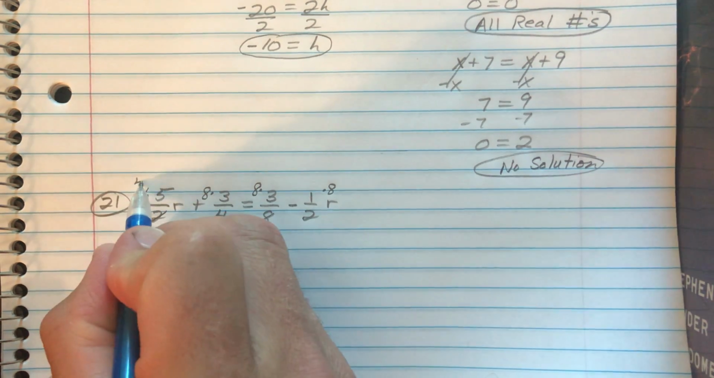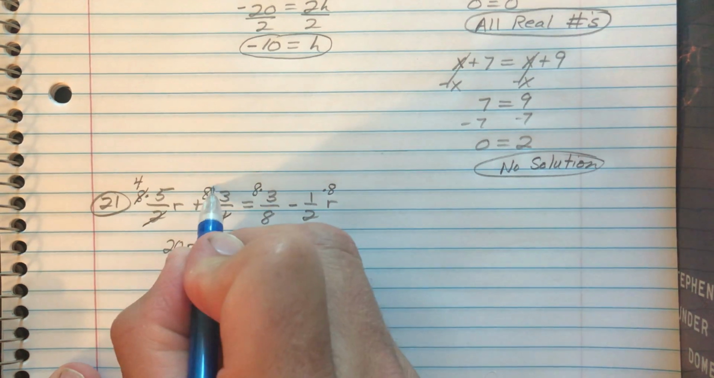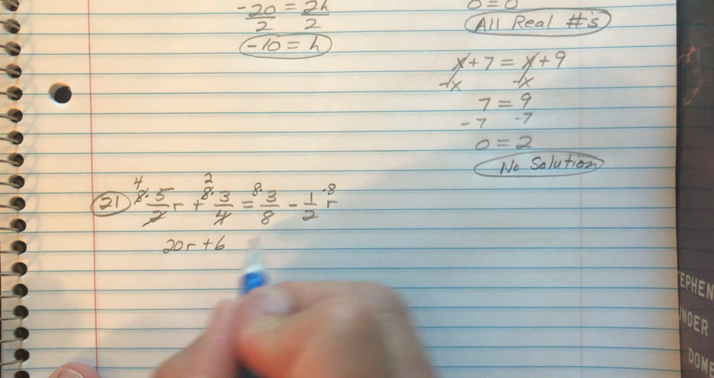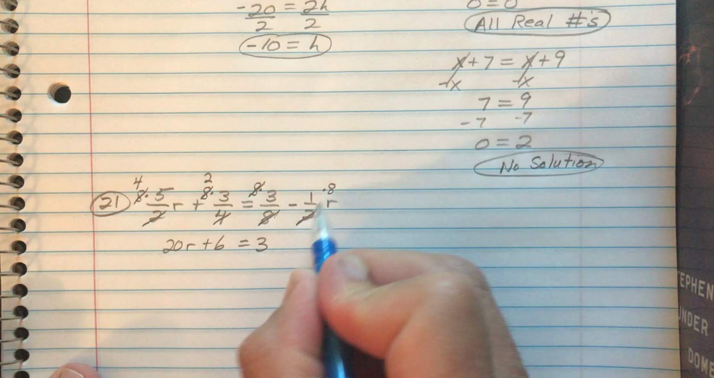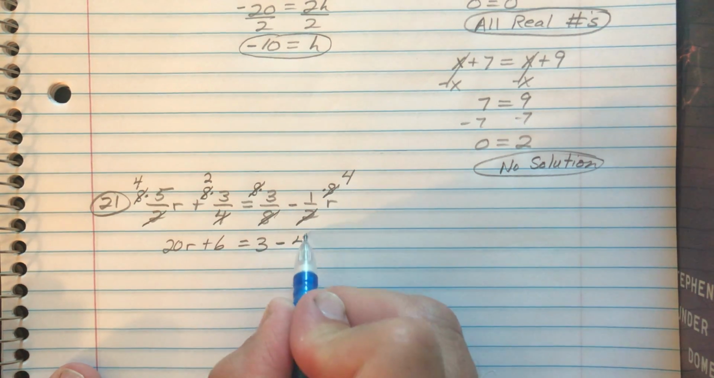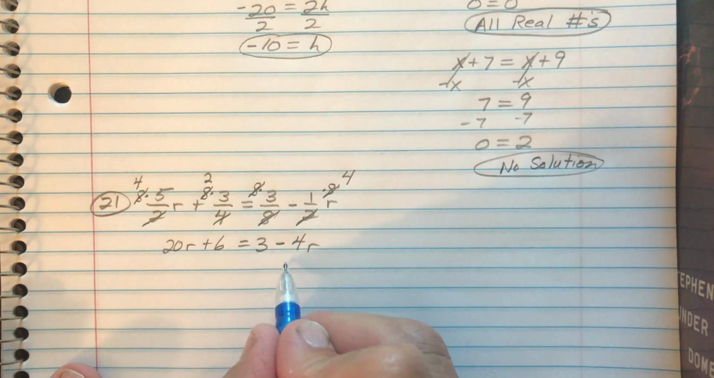2 and 8 reduced to a 4. 4 times 5r is 20r. 4 and 8 reduced to a 2. 2 times 3 is 6. 8's reduced, leaving you with a 3. 2 and 8 reduced to a 4. So negative 1 times 4r is negative 4r. This is a much easier situation. You just solve it as we did before.